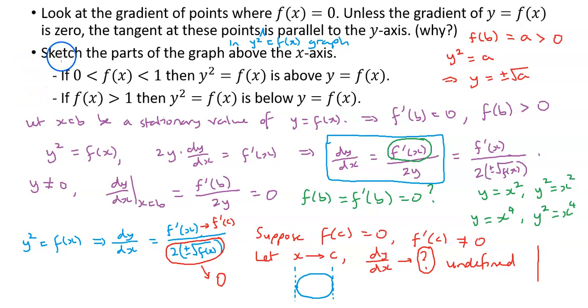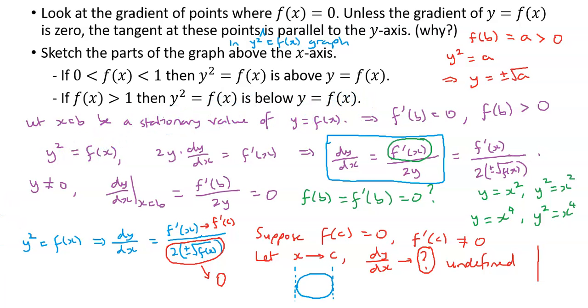And lastly, I think this part is fairly self-explanatory. To sketch the parts of the graph that is above the x-axis, if 0 is less than f of x is less than 1, then y squared equals f of x is above y equals f of x. And if f of x is greater than 1, then y squared equals f of x is below y equals f of x.